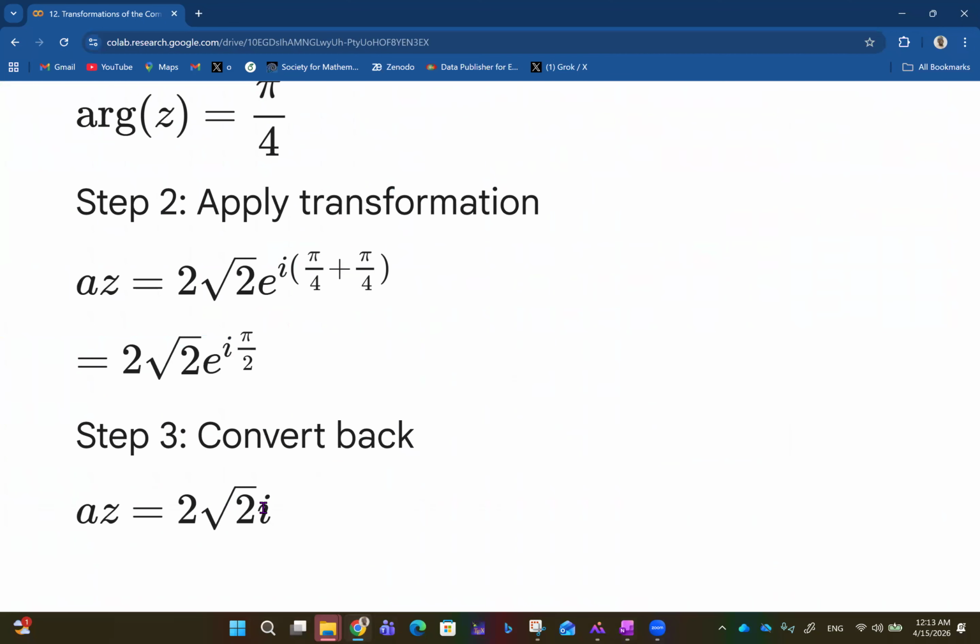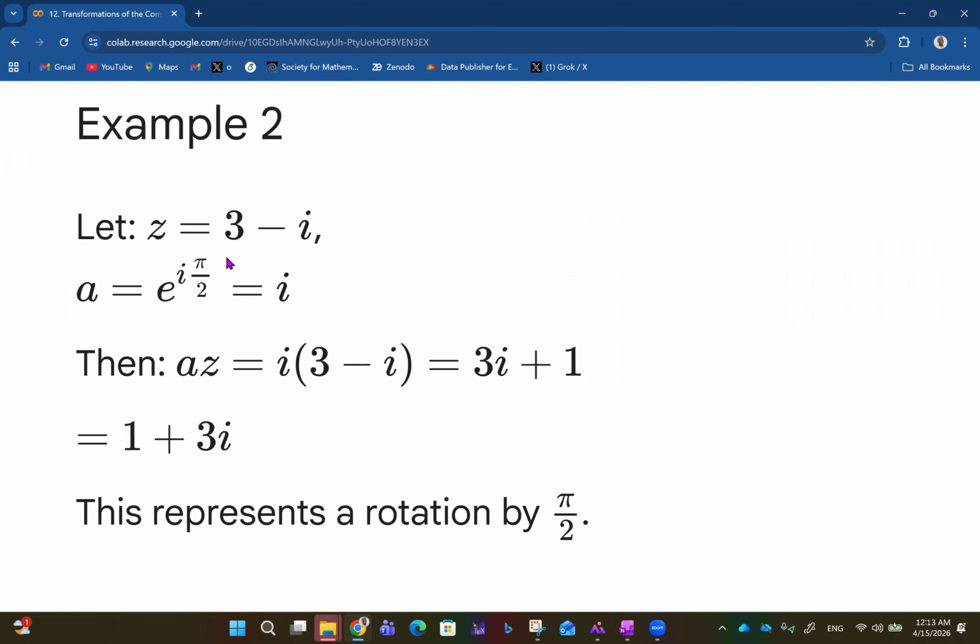So in example 2 now, you have z to be 3 minus i. Okay? So a then is e^(iπ/2). In this case, it feels more convenient to convert the polar form to the rectangular form, because this is cos π/2 plus i sin π/2. Cos π/2 is 0, and sin π/2 is 1. So that's why this one is only left with i. So AZ is simply i multiplied by Z.